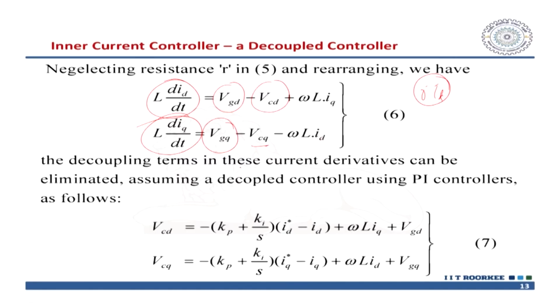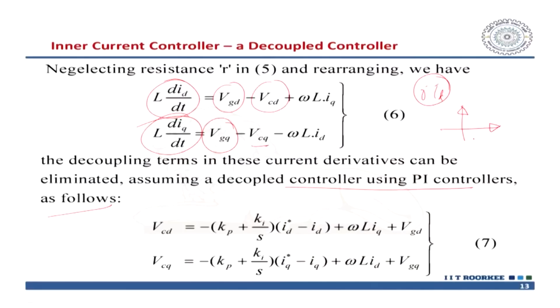The decoupling term of this current derivative can be eliminated, assuming a decoupled controller using the PI controller as follows. So, please understand that this is one of the problems.